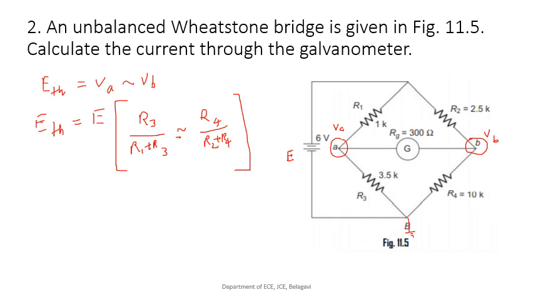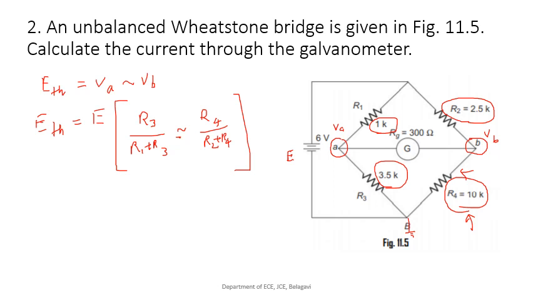Just by looking at these values, R4 is 10 kilo ohm, R2 is 2.5 kilo ohm, R3 is 3.5 and R1 is 1. One thing you can observe is that the R4 value is more, 10 kilo ohm, and it is more likely that between R2 and R4, more voltage will drop across this 10k, compared with 3.5, 1k and 2.5.